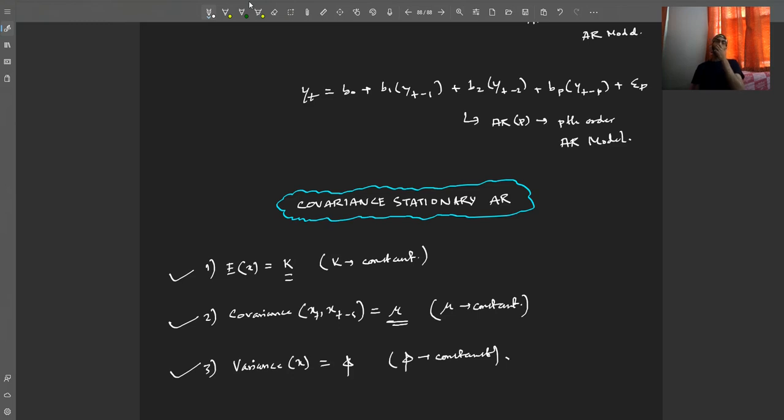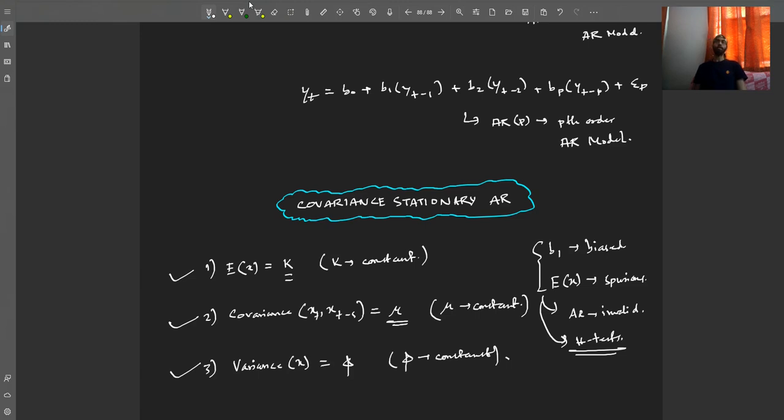If any of these do not satisfy, then what will happen? Then the slope will become biased. The B1 will become biased. And the output estimates will become spurious or unreliable, right? So we will say that the AR has become invalid. And we will not be able to do any hypothesis tests. So this is going to be the consequence if the covariance stationarity condition is not fulfilled by an autoregressive model.